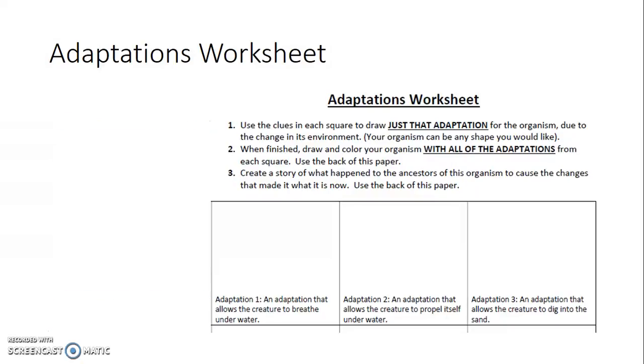When I have each box finished, so just one adaptation per box, I'm going to draw my final organism that has all of these adaptations put together. And I'm going to draw that on the back of my paper, and I'm going to color it. And then finally, I'm going to create a story of what happened to the ancestors of the organism to cause population changes, to create this final organism that I have created. And so there's room on the back of the paper for that as well.